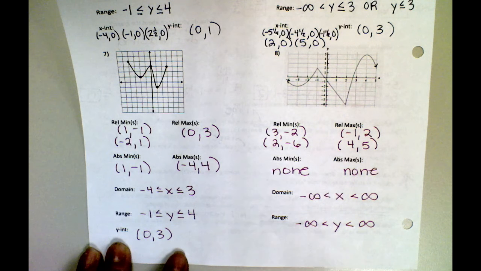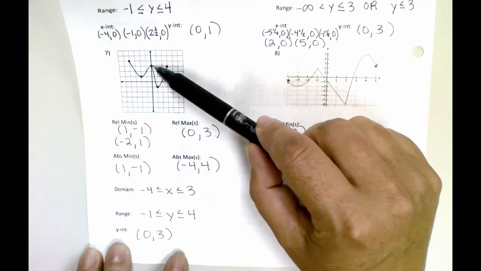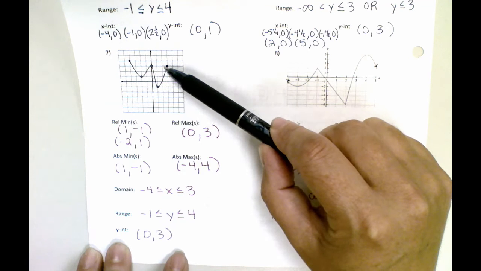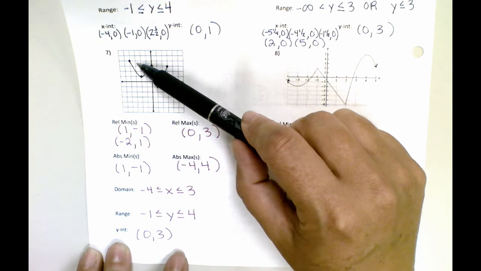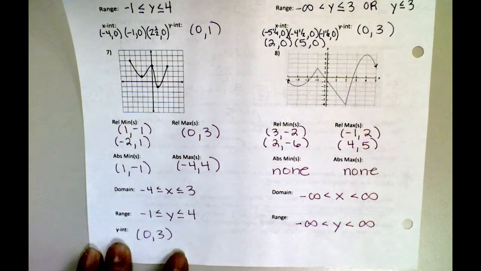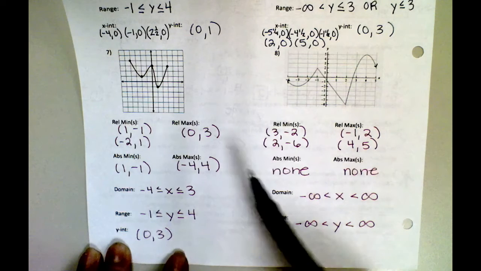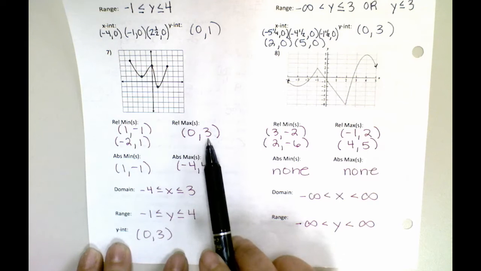Relative max is the top of a hill. This is the only one. These are endpoints. You cannot have a relative max or min at an endpoint. So only 0, 3 for that.